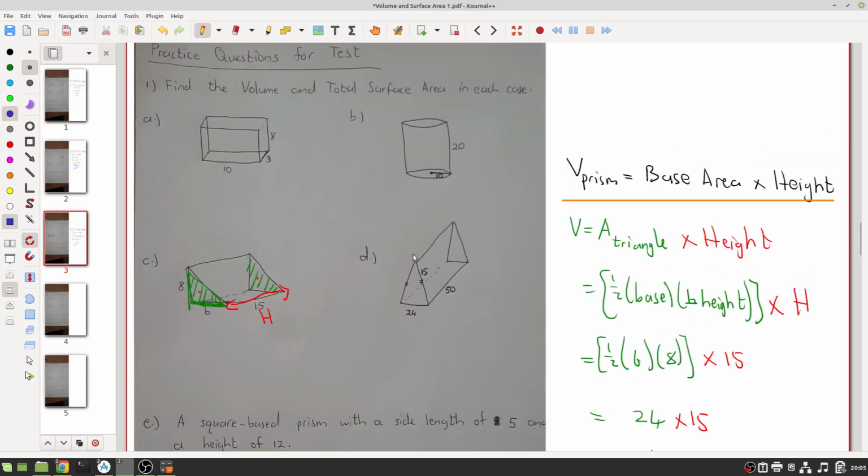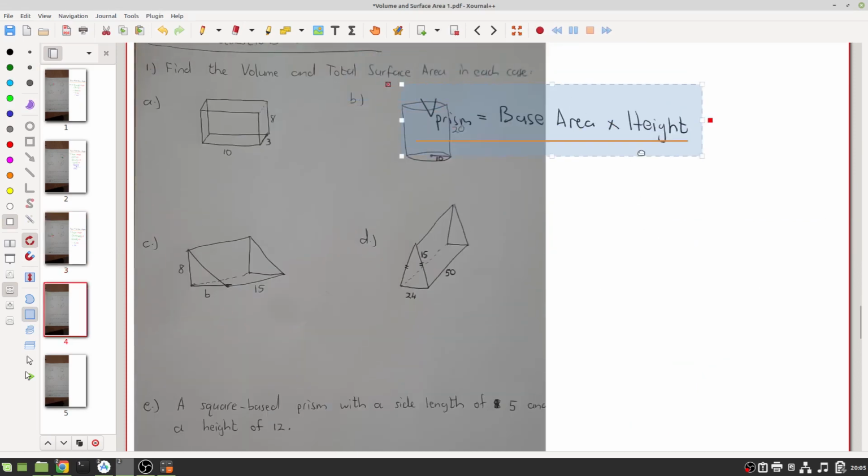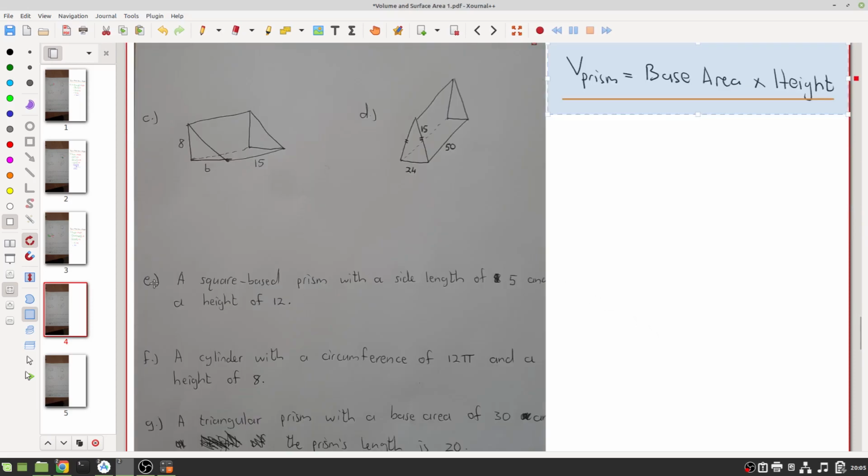Okay, so you'll see I'm doing the volumes first. I'll get back to the surface areas after I've done these volumes. Alright, question D. So let's again take our formula with us. Alright, so here we are at question D.